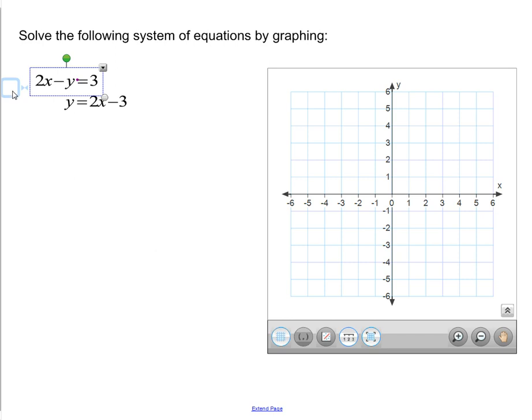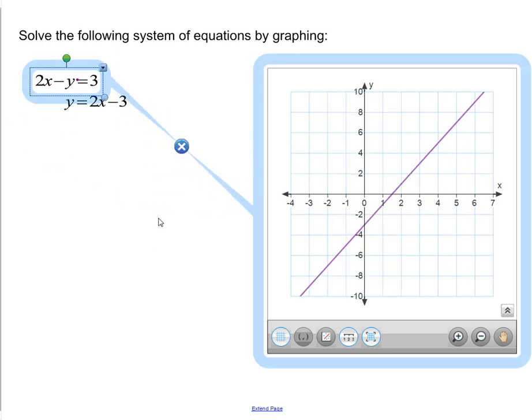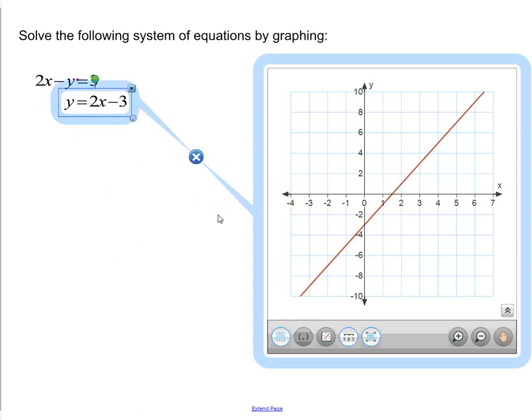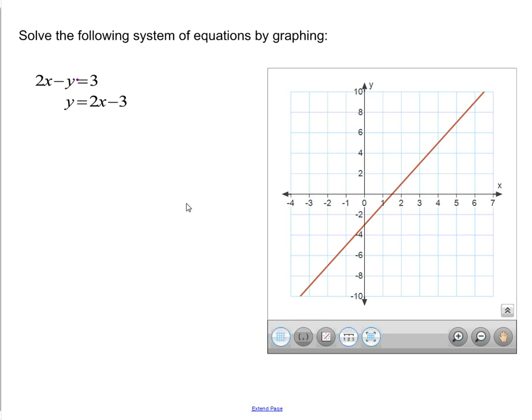And here's my first equation when I graph it. I'm using my super duper machinery right here. That's what 2x minus y equals 3 looks like. And how about this one? What do you think is going to happen here? Let's try it out. Ah, one lies on top of the other, right? In this case, this is a dependent system.